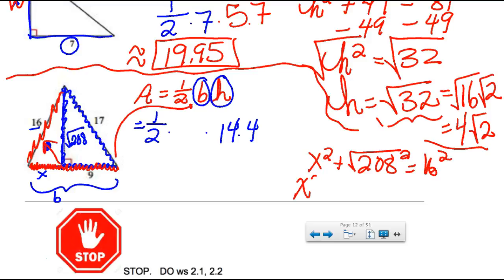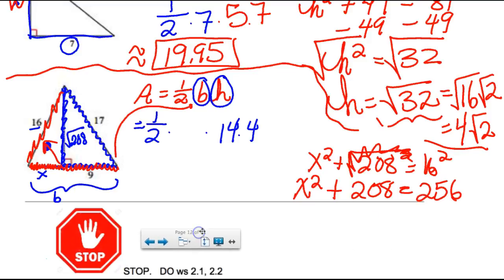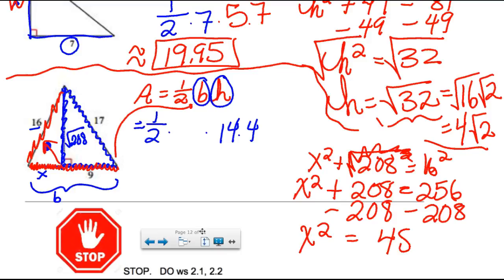So I actually have x squared plus the square root of 208 squared, right, is equal to 256, because that's what 16 times 16 is. Let's get rid of the 208 by subtracting it from both sides. So I'm going to have x squared is equal to 48. For me to figure out what x is, I'm going to take the square root of both sides.